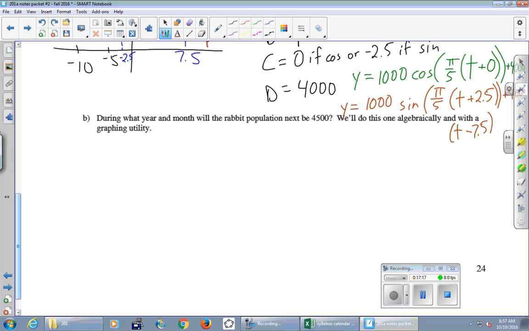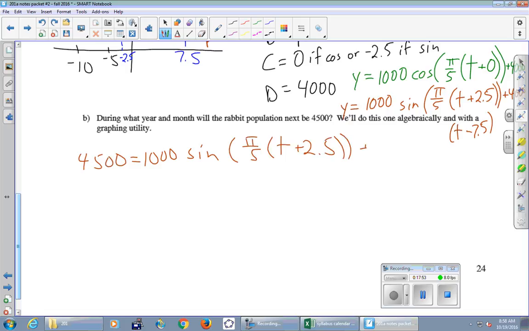So the 4,500, is that a value of t or y? That's a y. So all we're going to do is either pick the green equation or the orange equation and make the y 4,500. Which one do you want to pick? Green is easier, right, because of the t plus 0. Okay, we're going to pick the orange. I just wanted to know which one you picked wisely, but let's make sure we can handle the tougher one too. So according to the orange, 4,500 equals 1,000 sine pi over 5 t plus 2.5, plus 4,000.